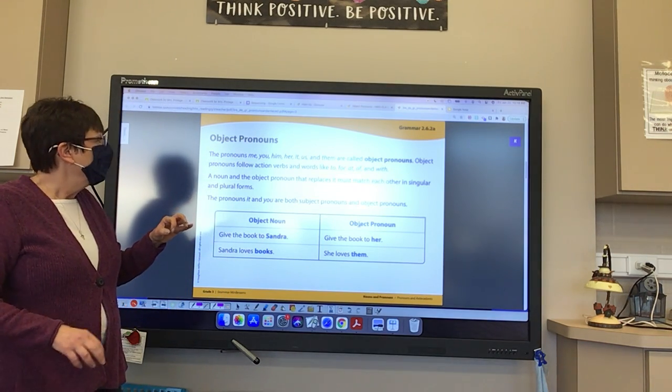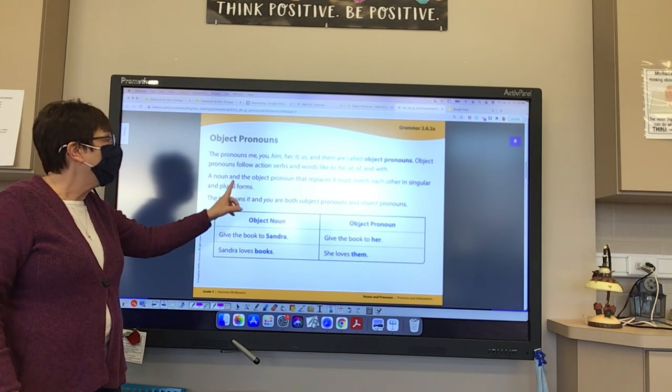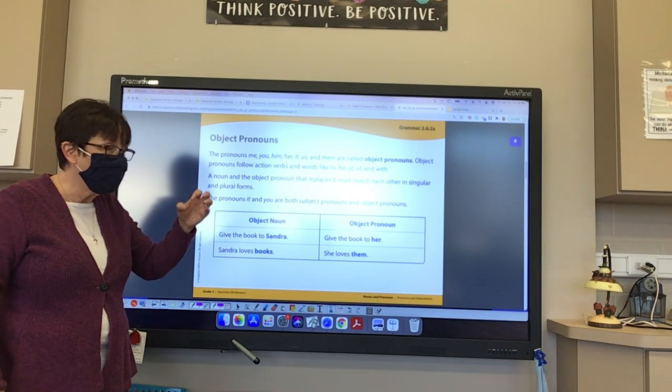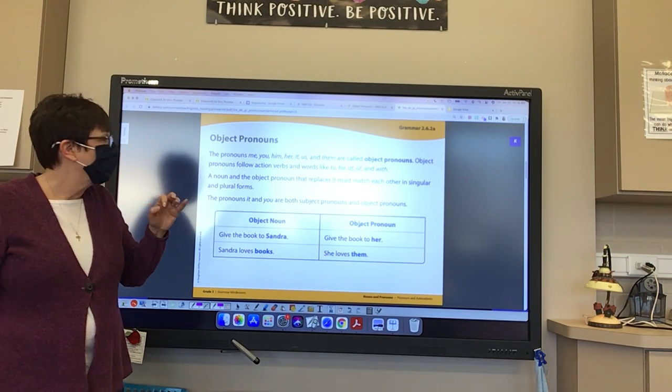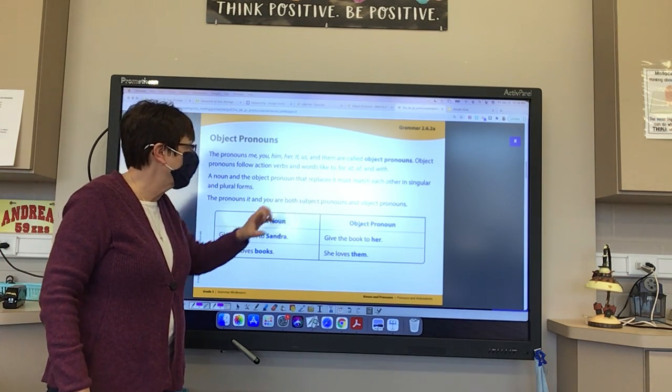Okay? So now the pronouns it and you are both subject pronouns and object pronouns. So they both can be used either in the subject or in the predicate.